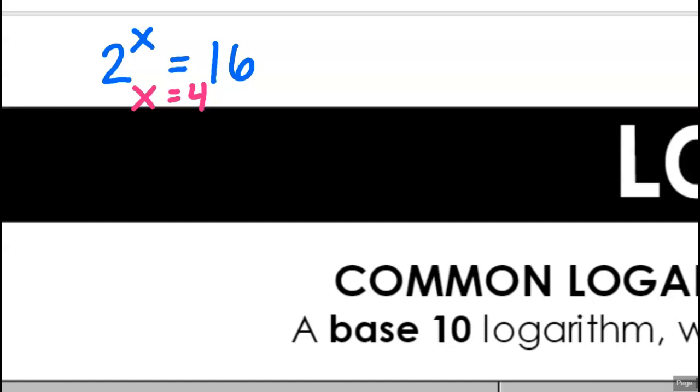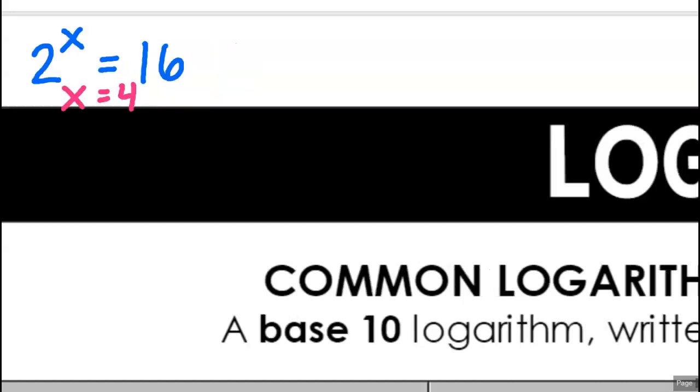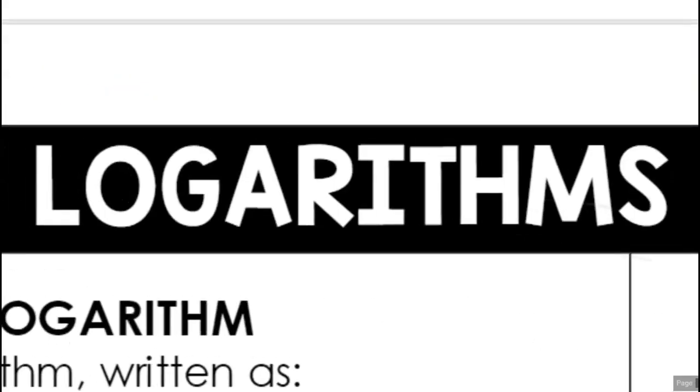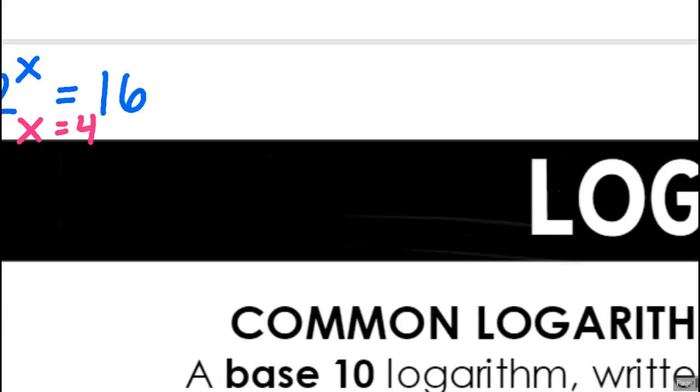Well, we need to have a separate operation that helps us to immediately solve for x here. Instead of always writing out that big long question, what power do you raise 2 to equal 16, they wanted an operation that abbreviated that. So they created a log.